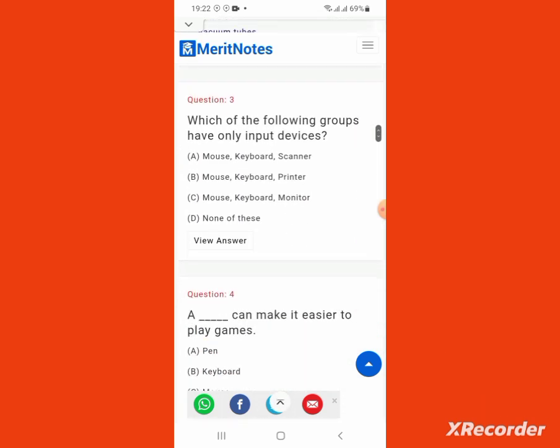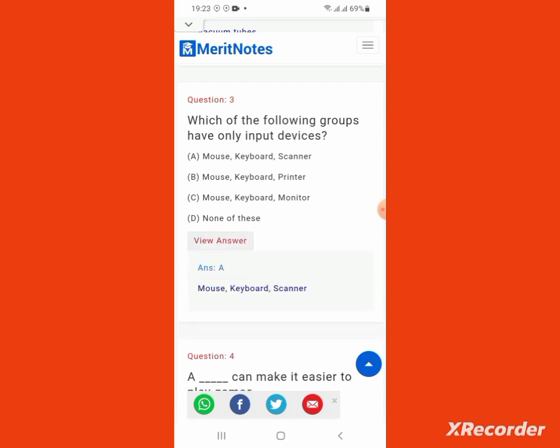Question number 3: Which one of the following groups has only input devices? A, mouse, keyboard, scanner. B, mouse, keyboard and printer. C, mouse, keyboard and monitor. D, none of the above. The correct answer is: the devices that only receive input are mouse, keyboard and scanner.